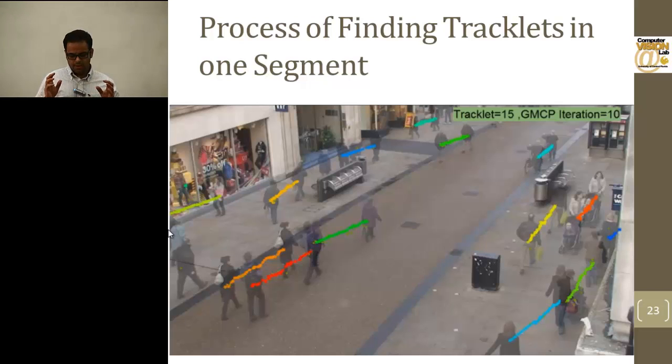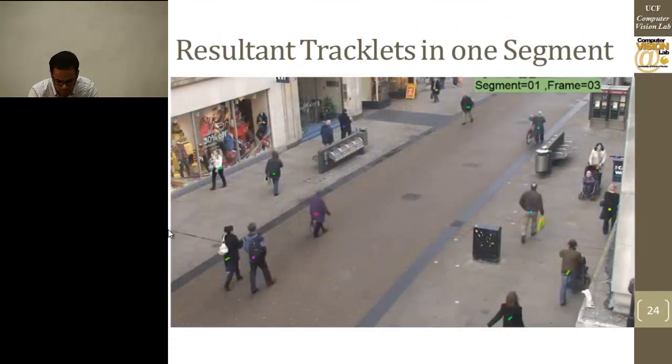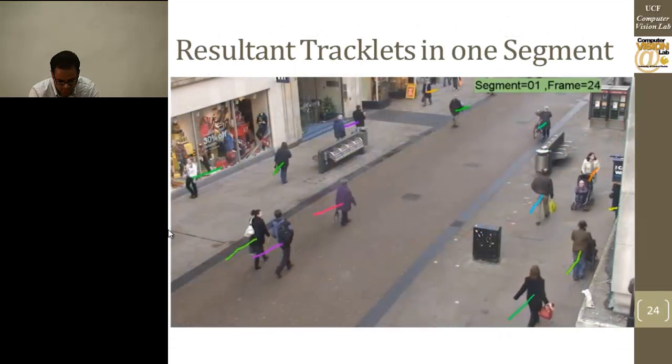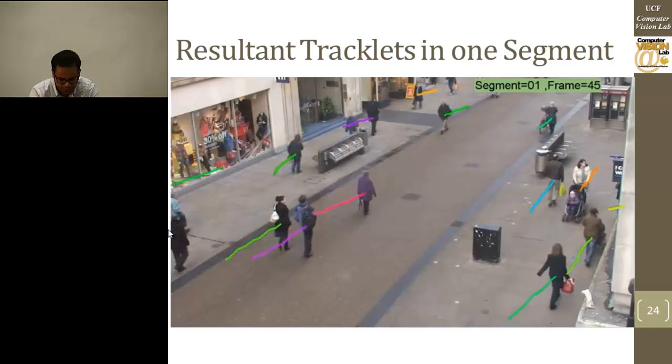I should add that we form the graph G for the segment, we solve GMCP, it finds the tracklet of one person. Then we exclude those nodes included in the first tracklet, and we solve GMCP again. And we keep doing this until no nodes or few nodes are left in the graph. So here you can see the tracklet that we just found.